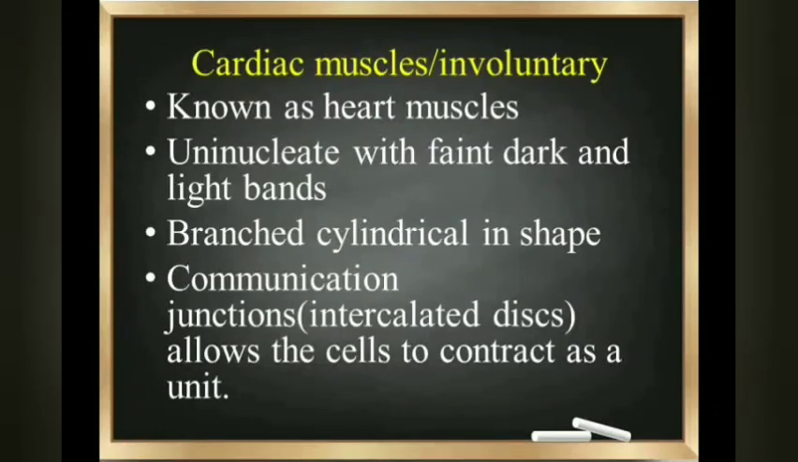Cardiac muscles or involuntary muscles, known as heart muscles. They are uninucleate with faint dark and light bands, branched, cylindrical in shape, and communication junctions called intercalated discs allow the cells to contract as a unit.